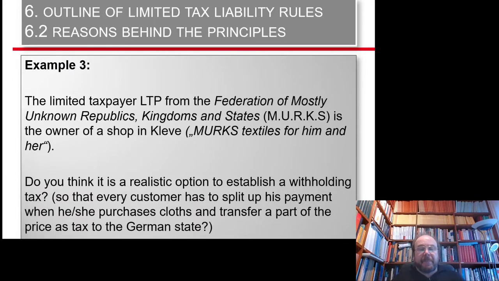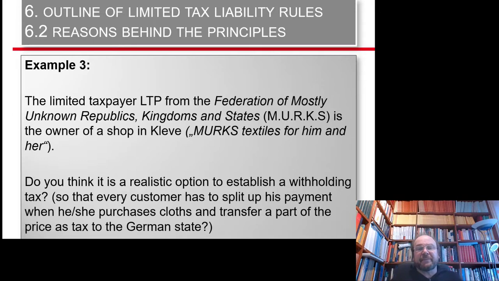On the other hand, imagine you have a limited taxpayer. Here his name is LTP. From the Federation of Mostly Unknown Republics, Kingdoms and States, MURKS. That guy is the owner of a shop in Kleve, and now there is a question if we can take a withholding tax solution.